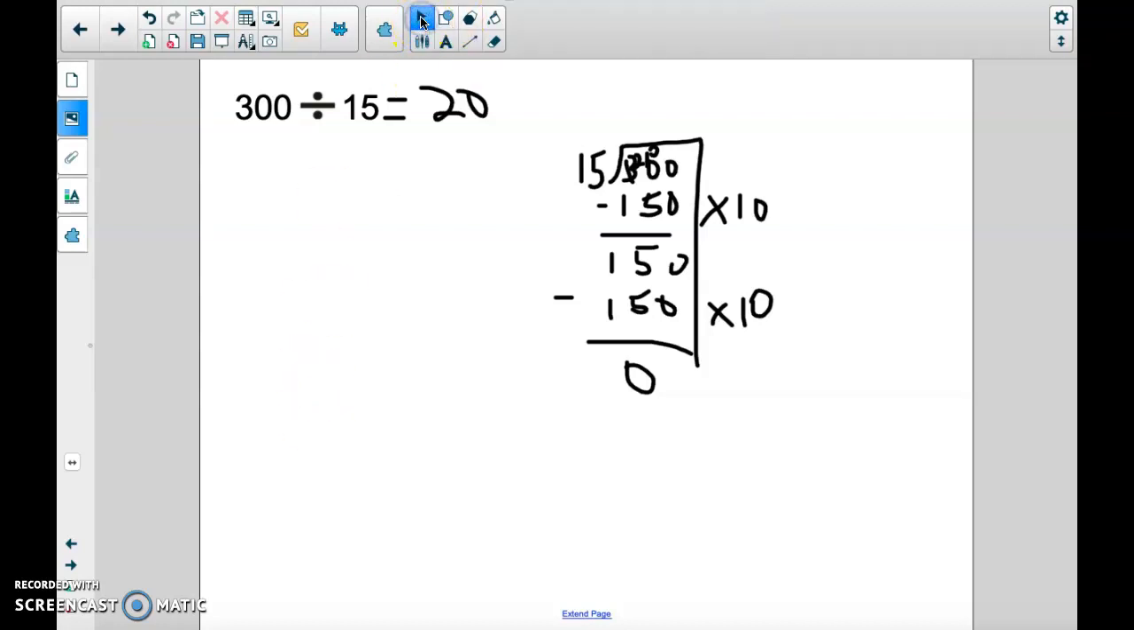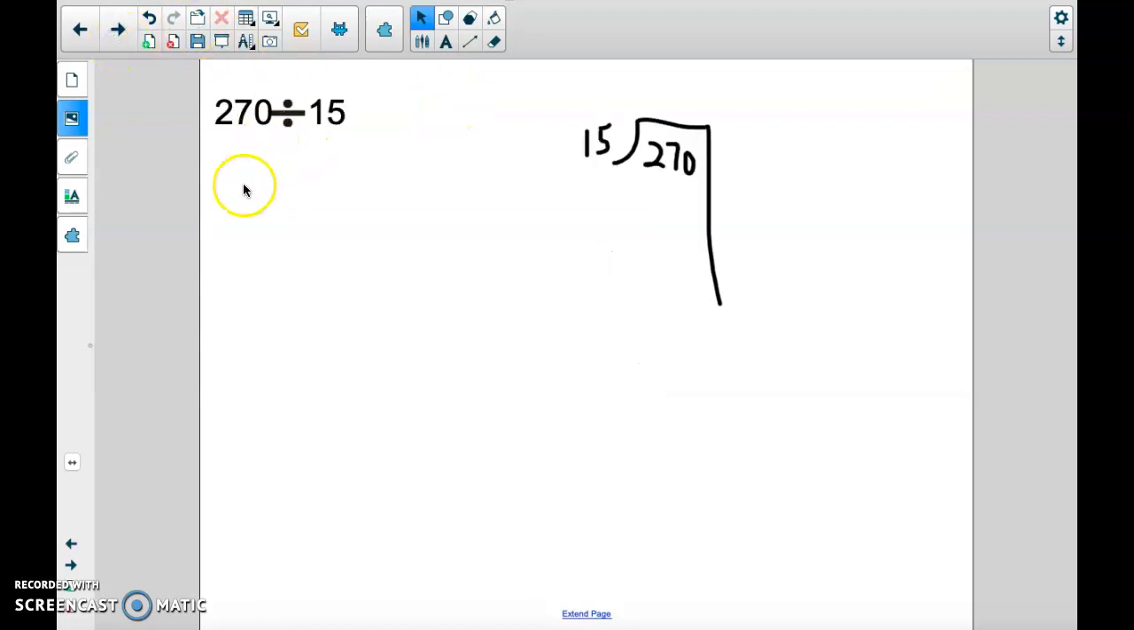So now moving forward, with this next problem, try to keep this in mind: 300 divided by 15 equals 20. See if that can help you with this next problem. 270 divided by 15. So go ahead, pause it, try it out. If you need to check your work with hook and ladder, go for it, and then hit play once you're ready.